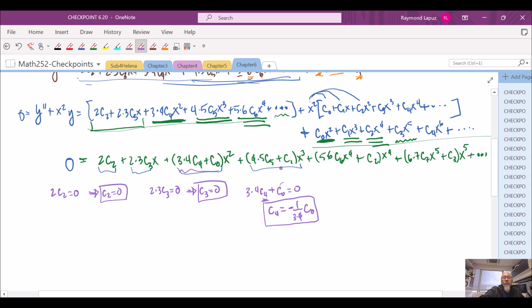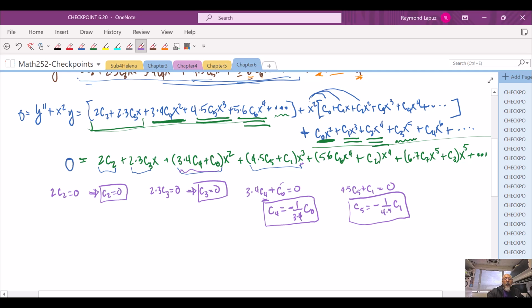Let's see, C sub 5 comes from the x cubed term. That's 4 times 5, C sub 5 plus C sub 1 equal to 0. So if we do the same thing, we get C sub 5 is equal to, let's bring the negative C sub 1 over to the other side, and let's divide out by 4 times 5. So it looks like C sub 4 is in terms of C sub 0, and C sub 5 is in terms of C sub 1.